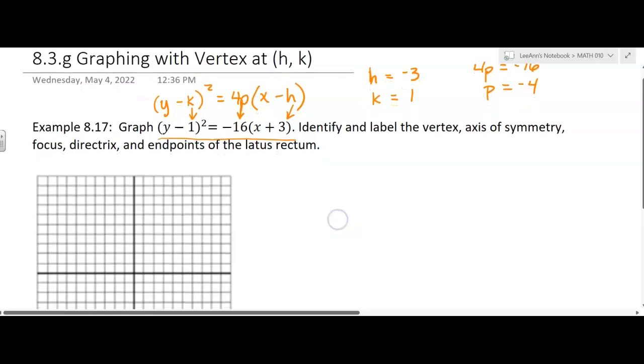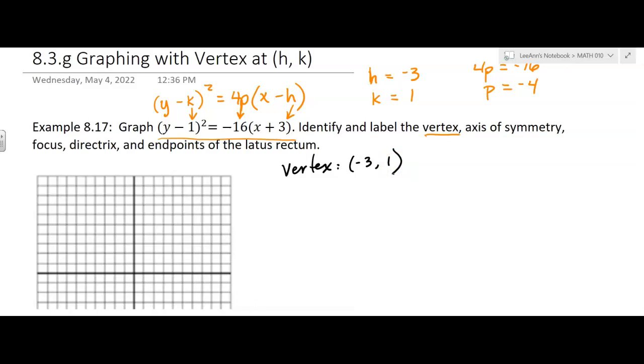Okay, so the vertex, that's one of the things we're supposed to say. The vertex is going to be at (h, k), so (-3, 1). So you can use that formula list that we had from the last video. All right, so I'm going to graph the vertex, (-3, 1). It's right there. That's a point on the parabola.